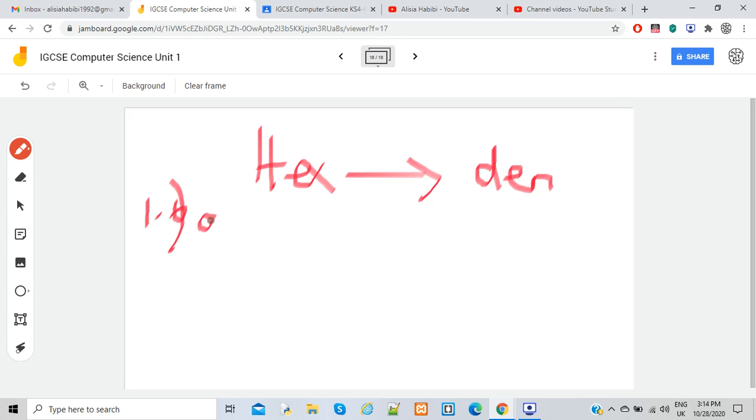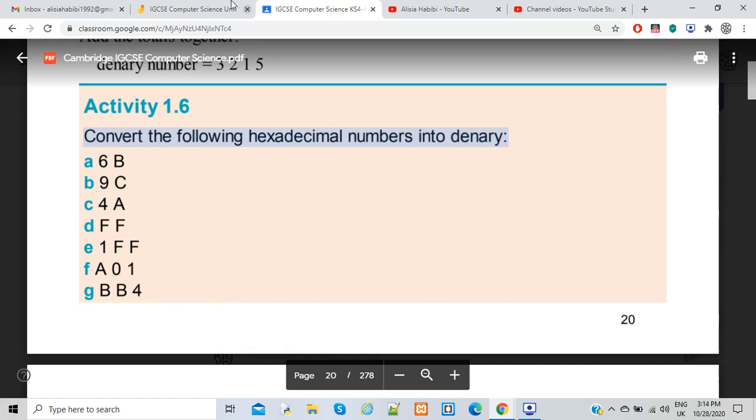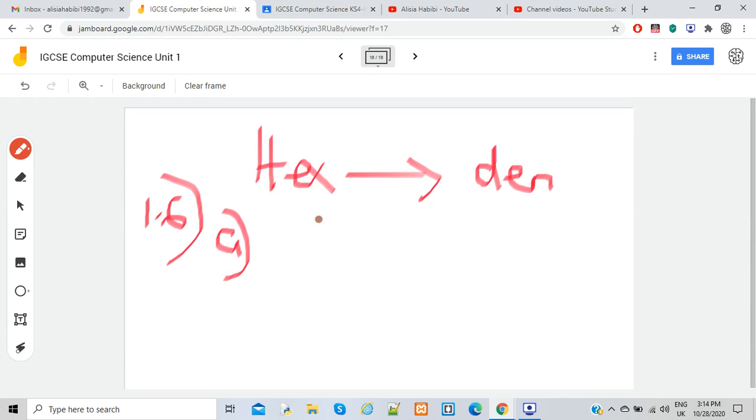Oh God, sorry about that, guys. Let me write this properly so we can see really well. Okay, there. So 1.6, and we're going to be taking example A. And on example A, we're supposed to convert 6B, which is a hex value, into denary.